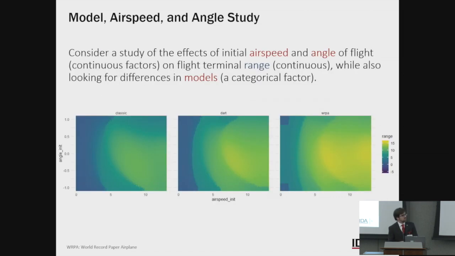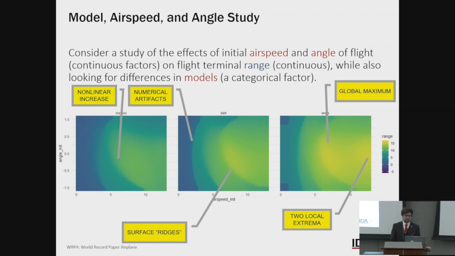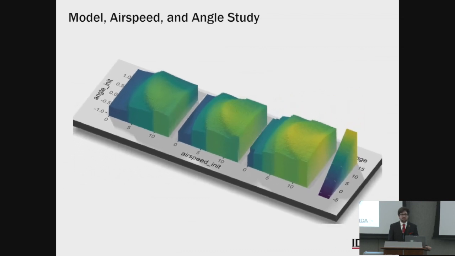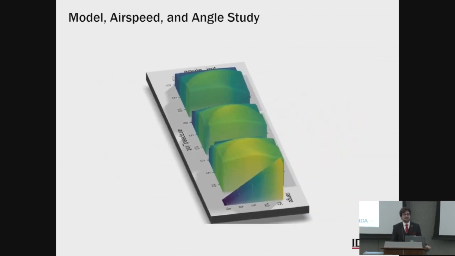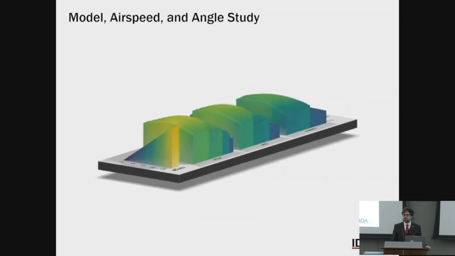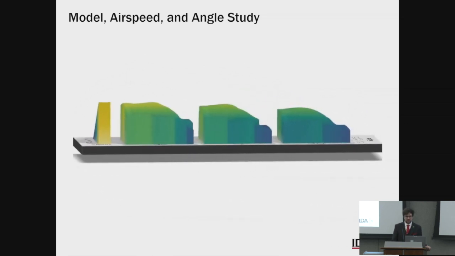So this is kind of like Joanna's earlier picture of a complex surface, where this is not something where you could very easily have a linear model or a generalized linear model describe this surface. There's a lot of interesting features to it. It's got nonlinear increases. It's got these numerical artifacts. It's got ridges in the surface. It has multiple local maxima and a global maximum, which may not be that easy to see in a 2D plot, but if we go into a 3D plot and spin it around for a bit, we can see that there's a lot of features that a simple polynomial would struggle to capture.